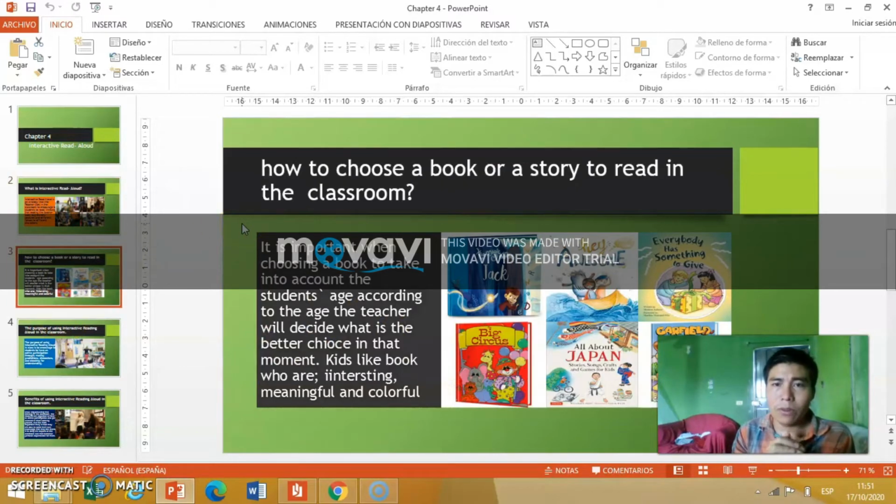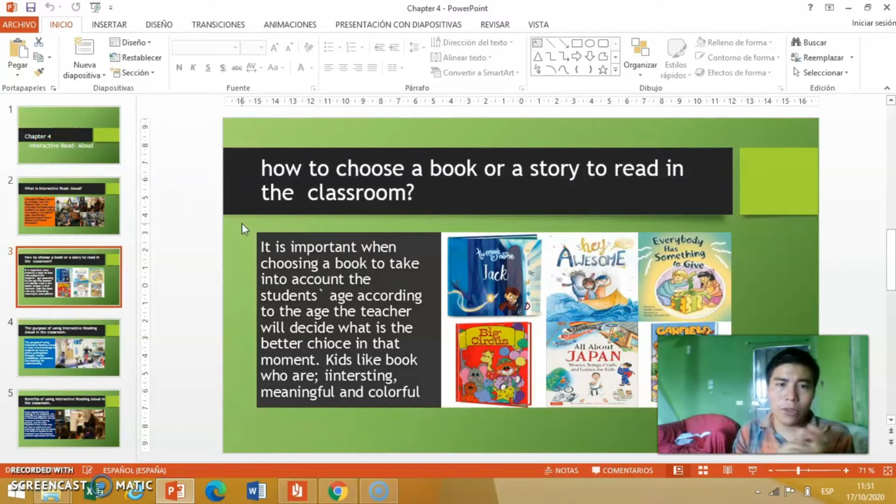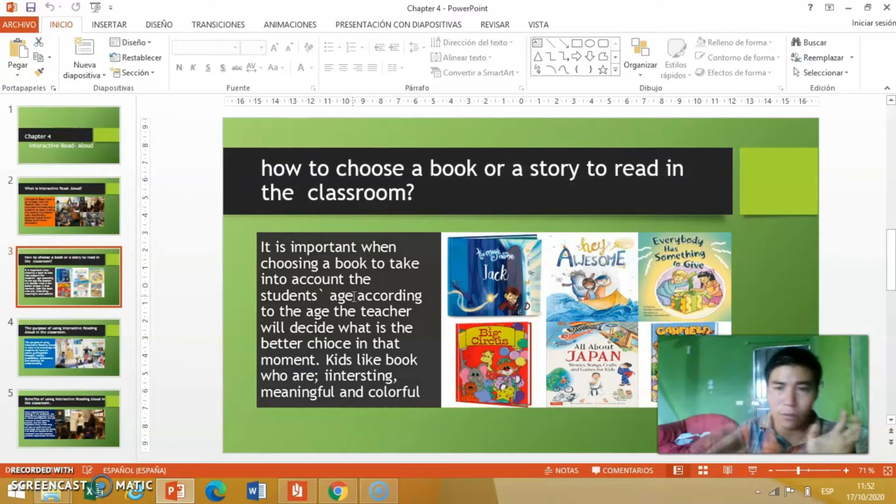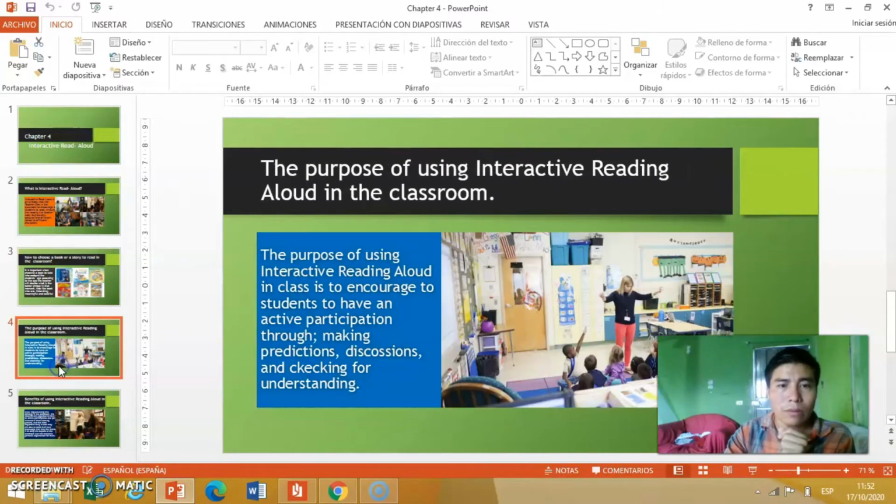How to choose a book or a story to read in the classroom. It is important when choosing a book to take into account the students' age. According to the age, the teacher will decide what is the better choice at the moment. As we know, students like books that are meaningful, colorful, and interesting. They enjoy these kinds of books in the classroom.